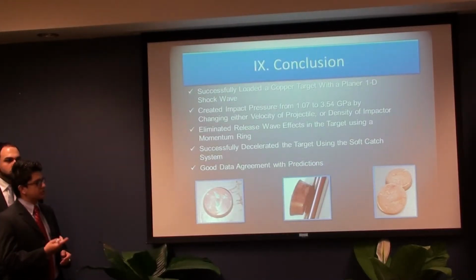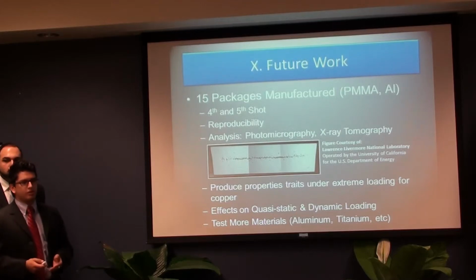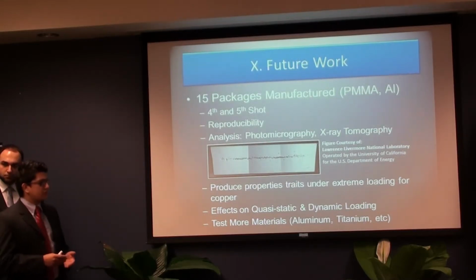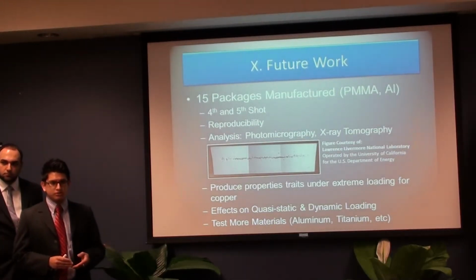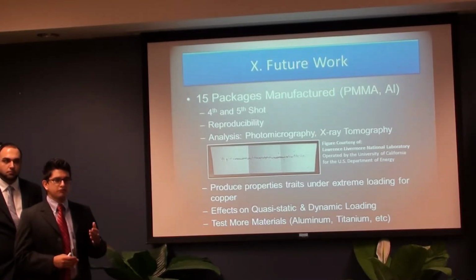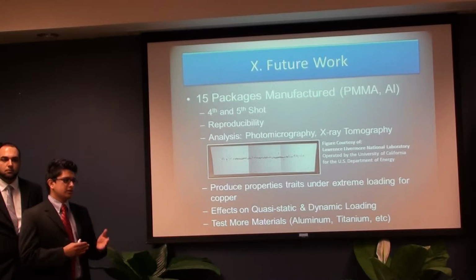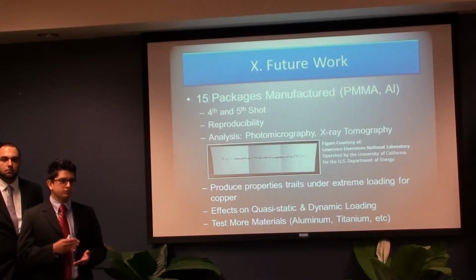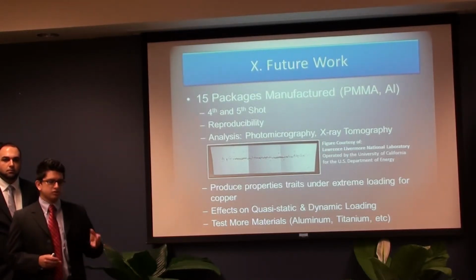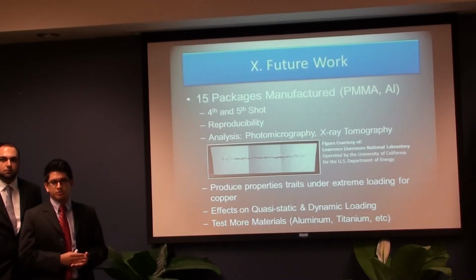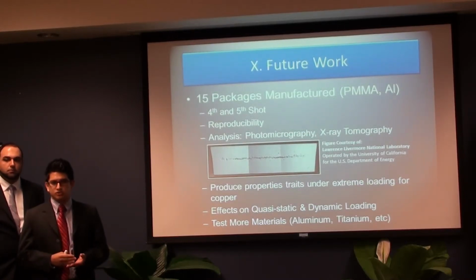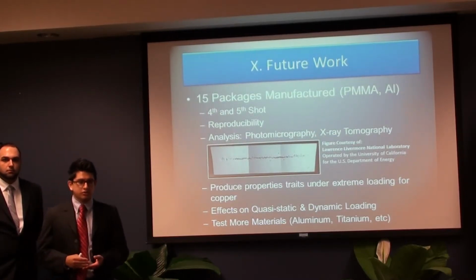Next slide please. We have been told by Dr. House, our AFRL advisor, that 15 packages have been manufactured in order to keep conducting experiments. The 4th and 5th shots are going to be scheduled for some time this summer, and then the next shots are going to be run throughout the year. Now, they want to do this in order to make sure that there's reproducibility of the experiments, make sure that they can get the same results in other labs, in other facilities throughout the U.S.